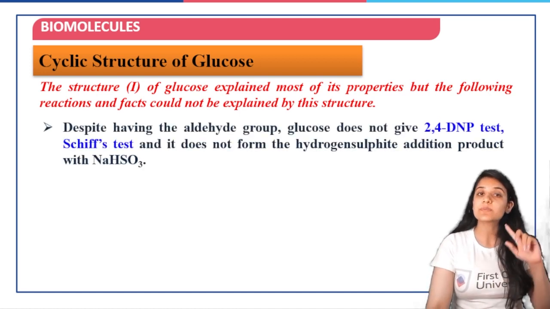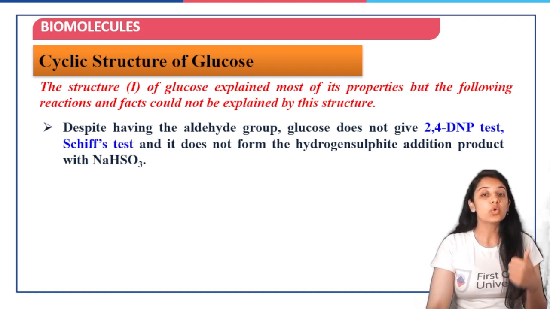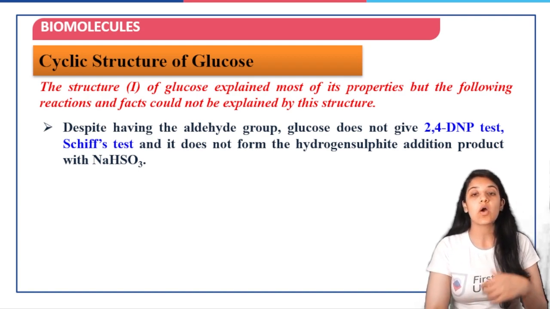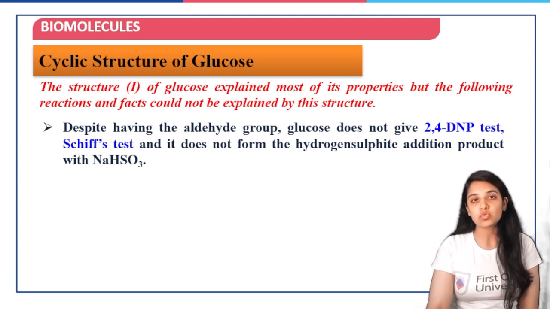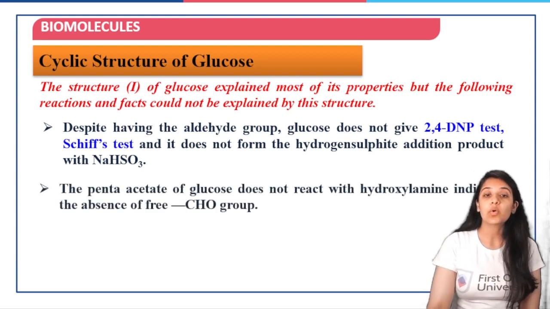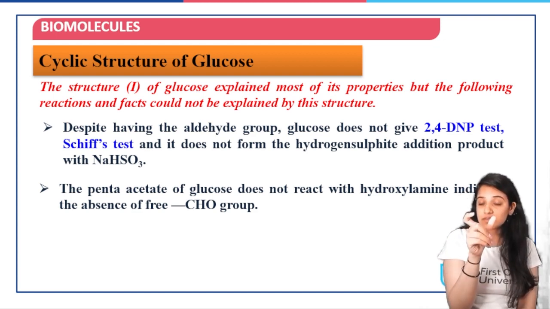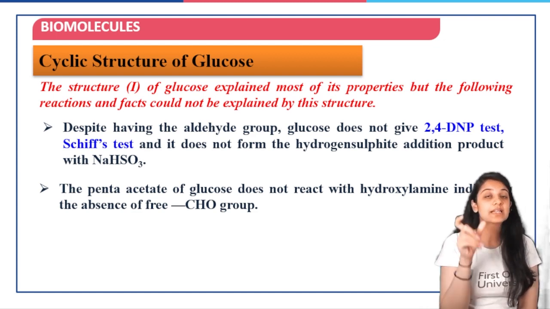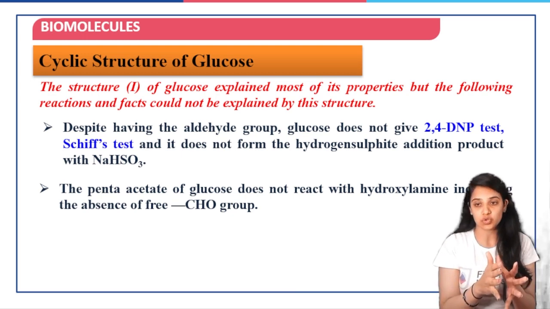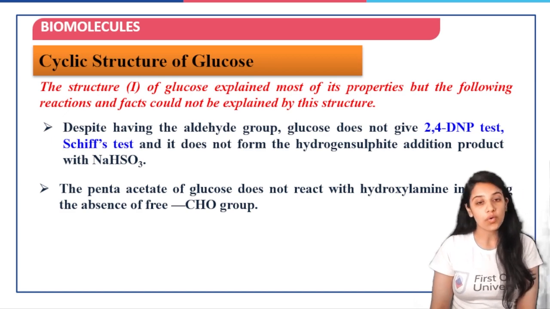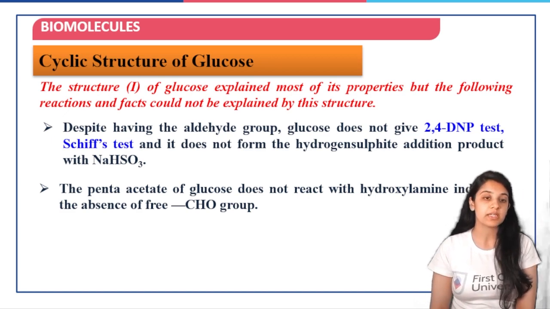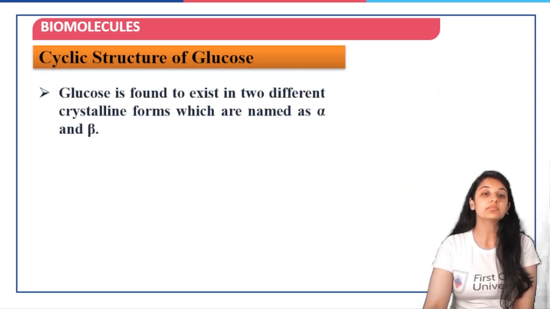The first one was, despite the presence of an aldehyde group, glucose does not give 2,4-DNP test or Schiff's test, and it does not form the hydrogen sulfide addition product with sodium hydrogen sulfite. Now, why is that? Because the aldehyde group, that is the CHO group that is present, is actually not present as CHO. We'll just have a look at the cyclic structure. Secondly, the pentaacetate of glucose does not react with hydroxylamine, indicating the absence of a free CHO group. That's what I told you.